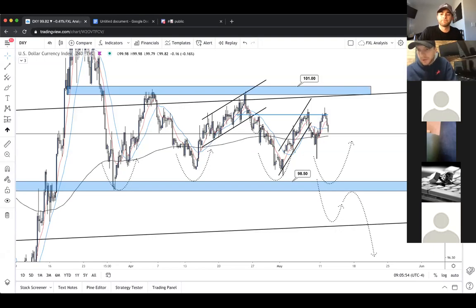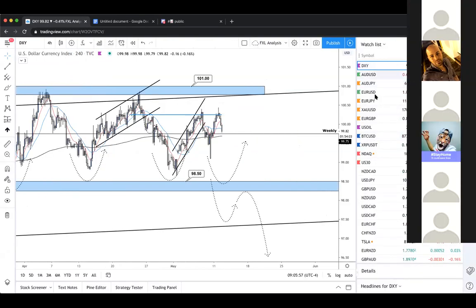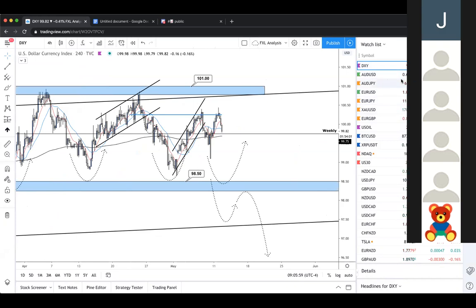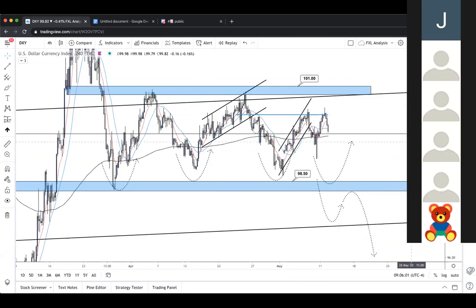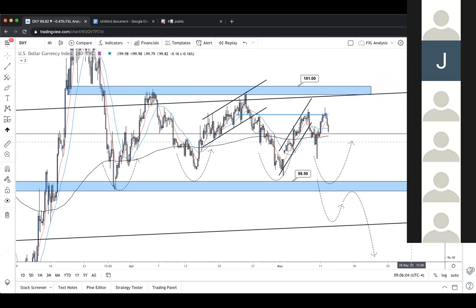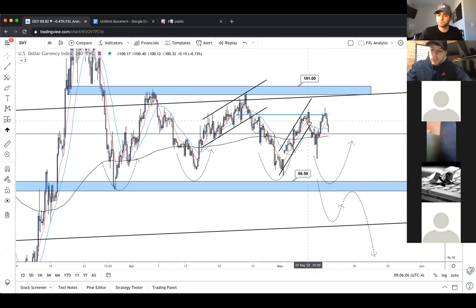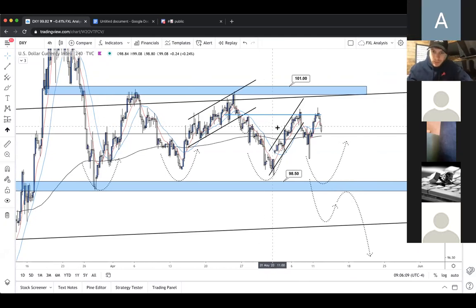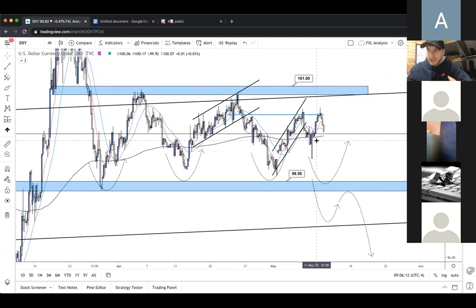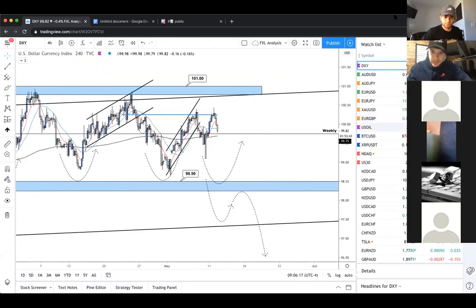So basically we cover all the majors and then the most relevant crosses like EJ, AJ. We won't really get into any obscure pairs. We try to keep it as mainstream as possible, where most of the volume is, where most of trading is accounted for. And that's within these majors and crosses. So always within the giant fiat currencies like JPY, Euro, GBP, USD, NZ, Canadian dollar, and so on.